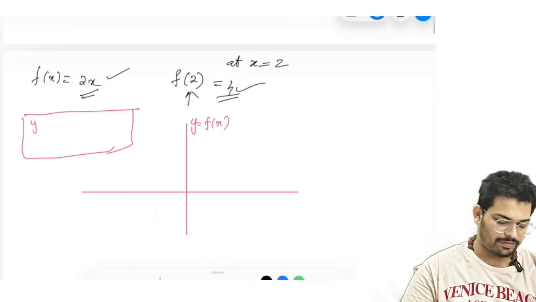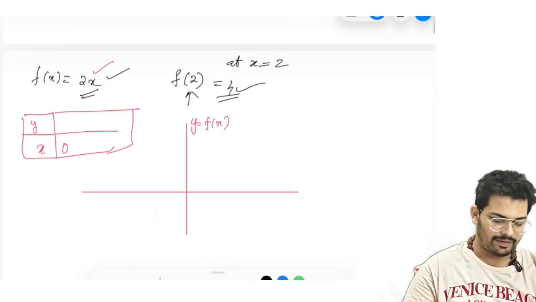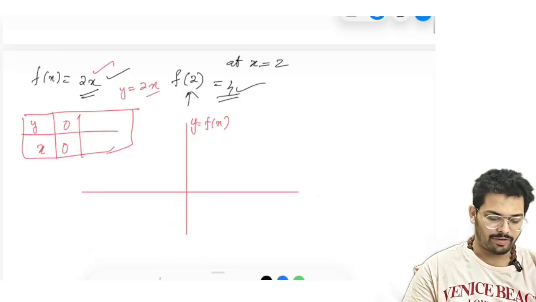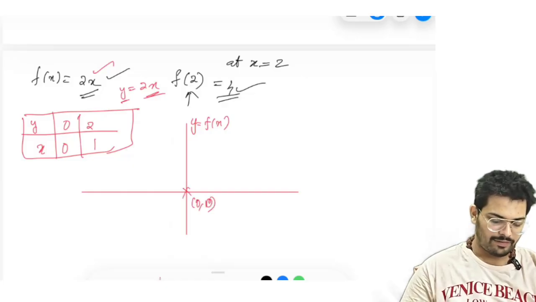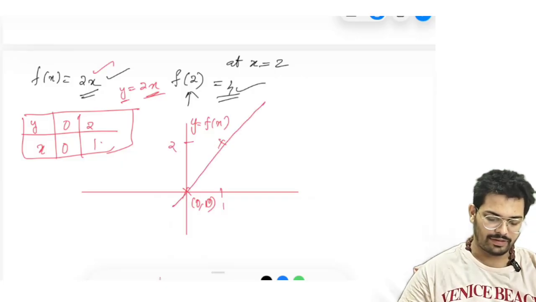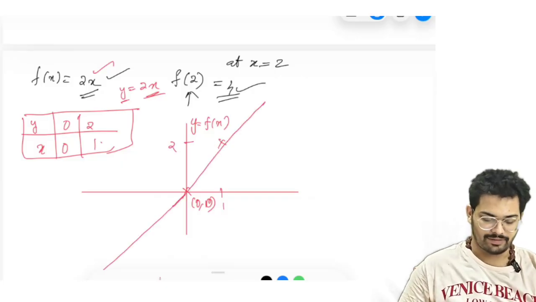So when you put x as 0 in the equation y equals 2x, you will get y equal to 0. When you put x equal to 1, the y value will be 2. So from (0, 0), which is the origin, is one point, and (1, 2), when x equal to 1, y will be 2. So you can plot the graph of y equal to 2x. That's how the graph looks like.